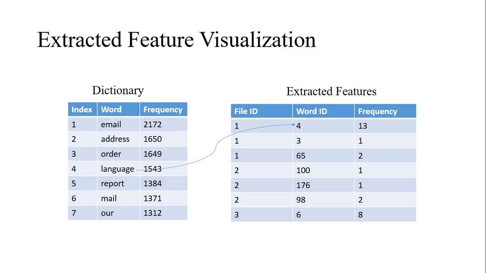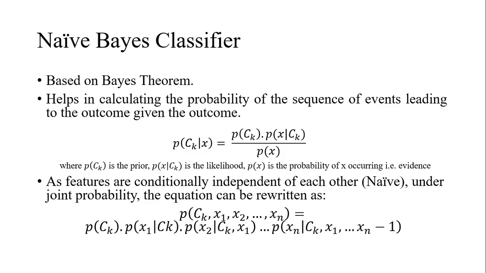Here the word ID is generated by comparing it with the index in the dictionary. So word ID 4 refers to the fourth index in the dictionary, that is the word language. Hence, it effectively means in the first email, the word language is repeated 13 times. In the first email, for the index 3, the word order is repeated 1 time, and so on. This is created, as I mentioned before, for both the training and the testing set.